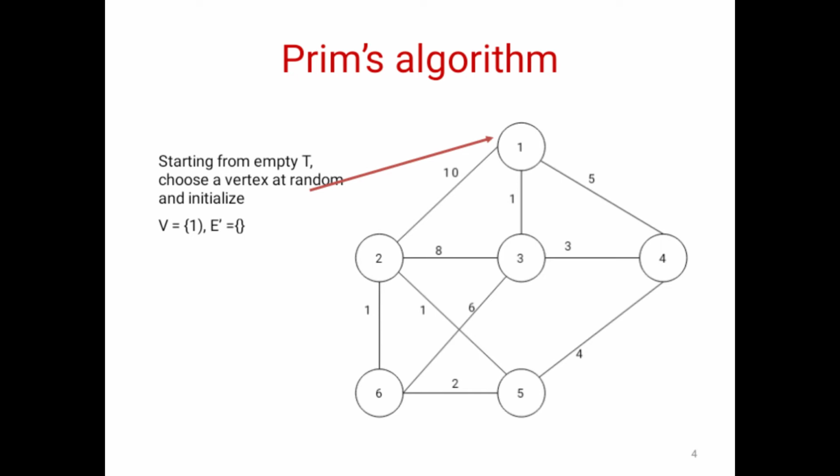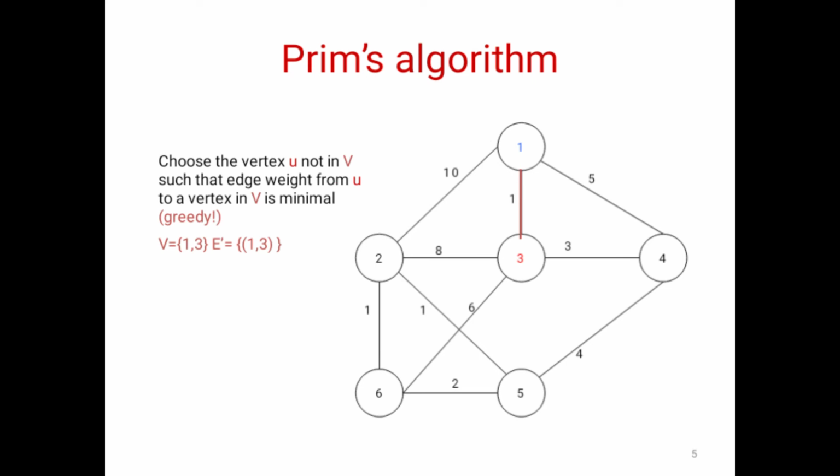So we will start from an empty T. Choose a vertex at random and initialize. Here I am choosing vertex 1. From vertex 1, 3 vertices can be reached: 1 to 2 with a cost of 10, 1 to 3 with a cost of 1, and 1 to 4 with a cost of 5. By applying the greedy technique, we will choose the vertex which can be reached with minimum cost. So I am choosing 1 to 3, which I have shown in the red line.